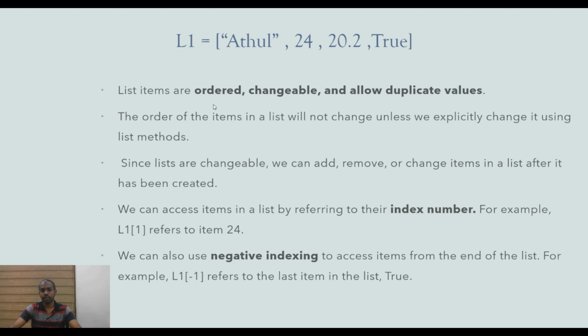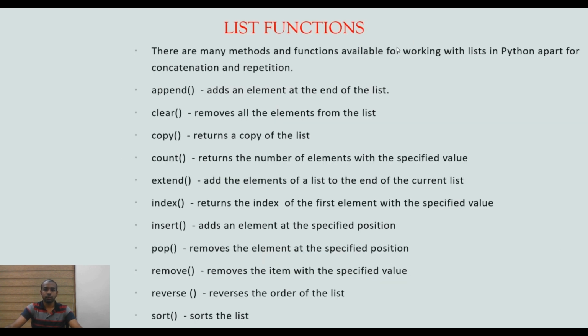We can access items in a list by referring to the index number. For example, L1 of 1 refers to 24. We can also use negative indexing to access the items from the end of the list. For example, L1 of minus 1 refers to the last item in this list. Here it's true.